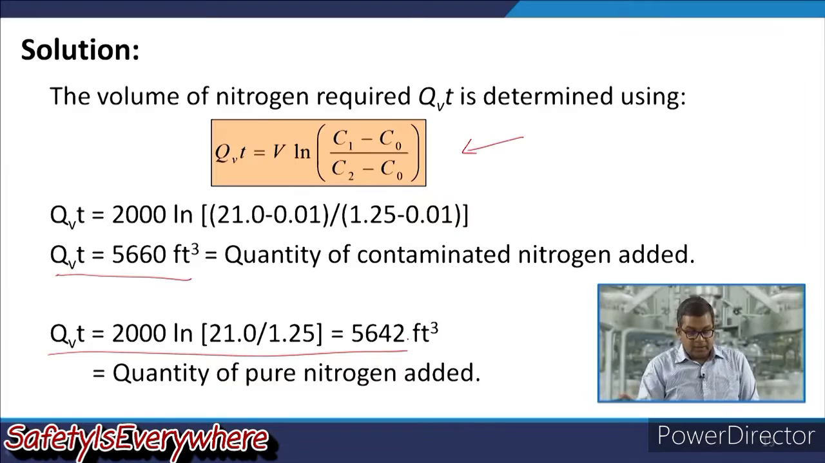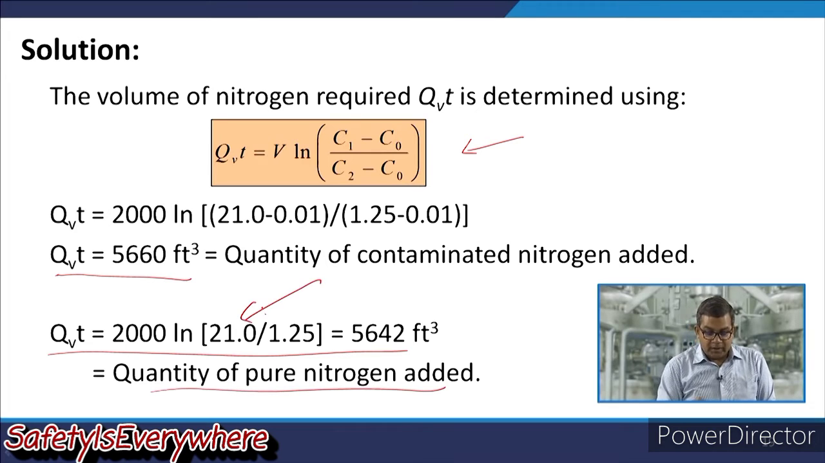Now if you consider QTV, the quantity of pure nitrogen added, we can easily calculate it this way: 2000 ln of 21 divided by 1.25, which is equal to 5642 cubic feet. In this way you can calculate how much pure nitrogen is added to the system.